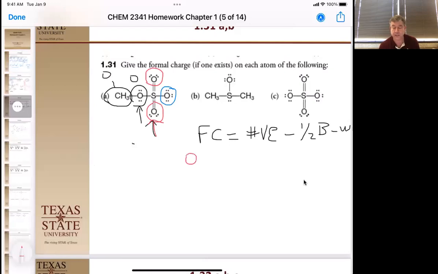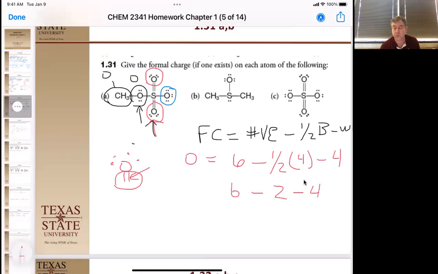And they should be the same. Let's see, we have an oxygen with 2 bonds and 2 lone pairs. So that means we have a total of 6 valence electrons, since it's in group 6A, minus 1/2 of 4 electrons, because it's 2 bonds. So that's 4, minus the number of lone pair electrons, which is 4. So we have 6 minus 2 minus 4, which is equal to 0. So the formal charges on those 2 oxygens are 0 as well.